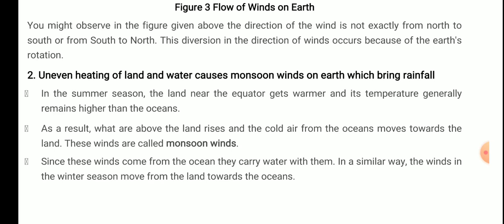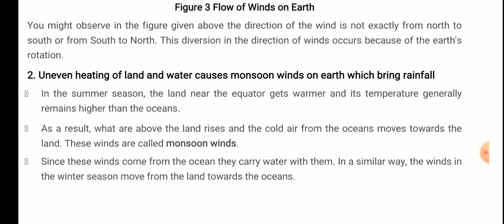You might observe in the figure given above, the direction of the wind is not exactly from north to south or from south to north. Now why is it so? Because the diversion in the direction of wind occurs because of the earth's rotation. The earth keeps on rotating and it also keeps on changing its position due to revolution. So that's why the change in direction of wind occurs.